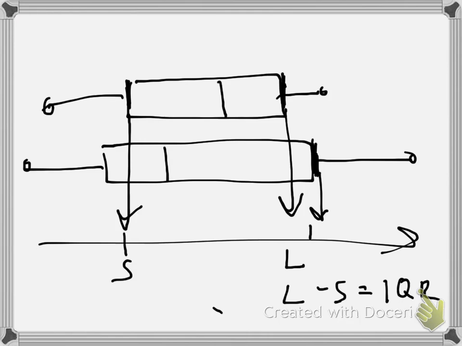You're going to go down and find the large for this, and then take the other end of the box, go down, find the small for that, and then do large minus small.